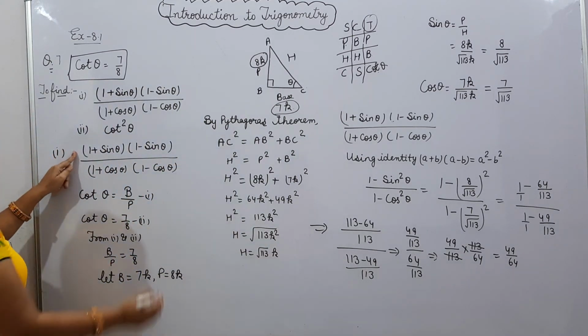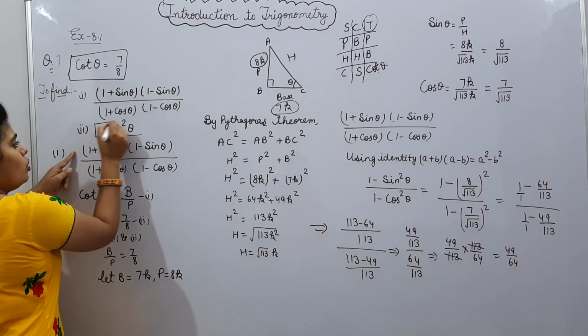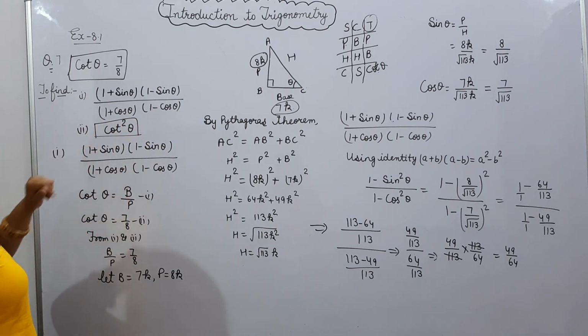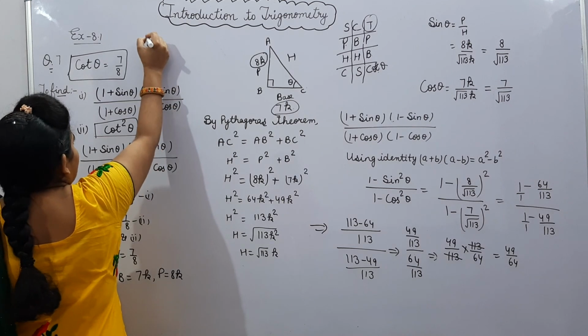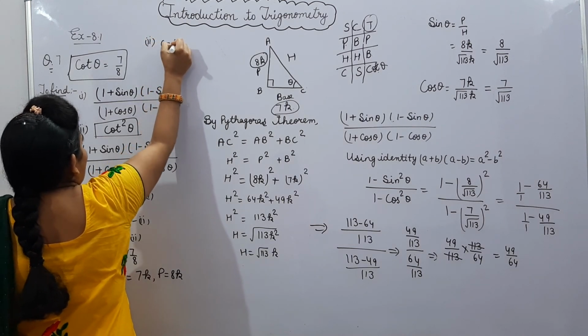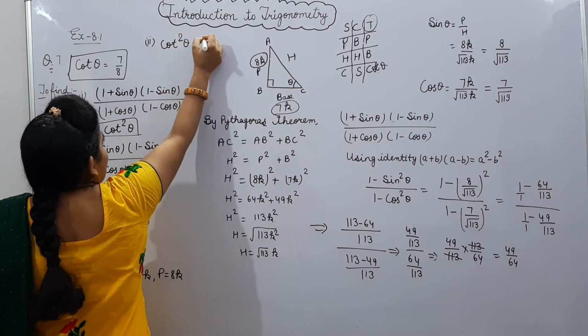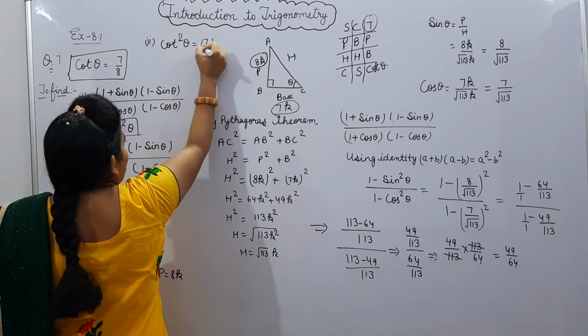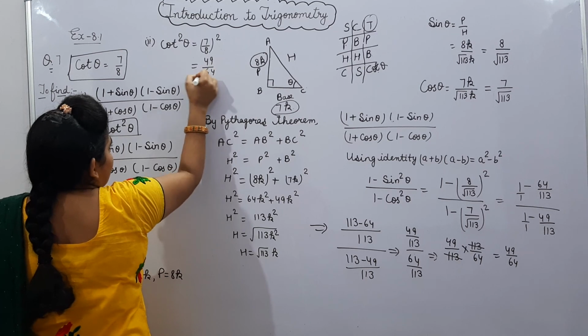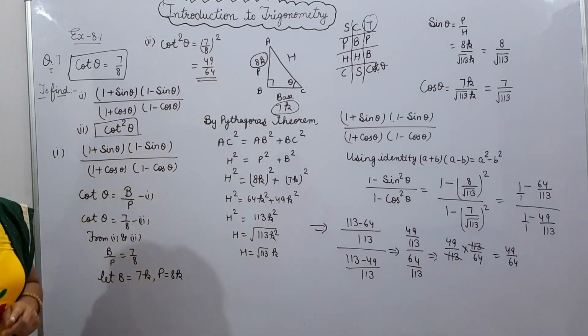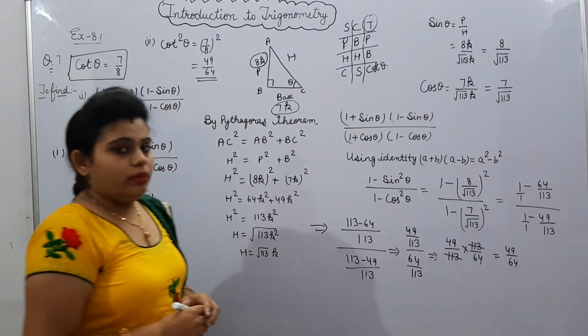Now in the second part we have to find cot² θ. As we know, cot θ is 7 by 8. Then cot² θ will equal (7/8)², means 49/64. This is the answer of the second part. This is your question number 7.